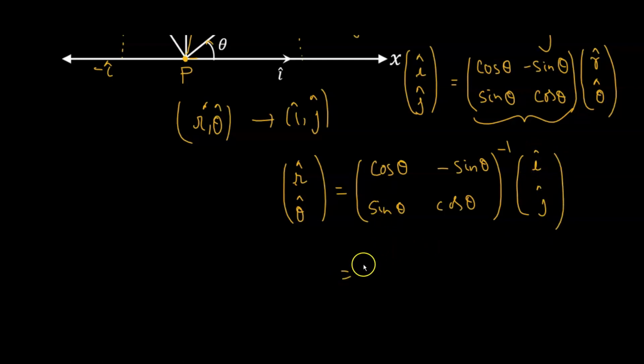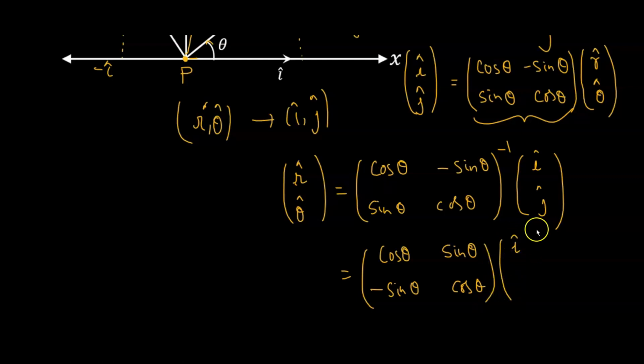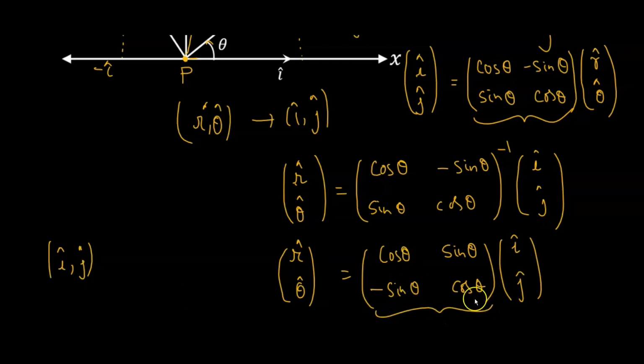So the inverse of this matrix is simply cosine theta, plus sine theta. In the second row we have negative sine theta, cosine theta, times the column matrix i cap j cap, and this is equal to r cap theta cap. So using this matrix equation, if we have i cap and j cap, and we know by how much angle it has moved, then we multiply this column matrix to this transformation matrix, and that will take us to the unit vectors r cap theta cap.